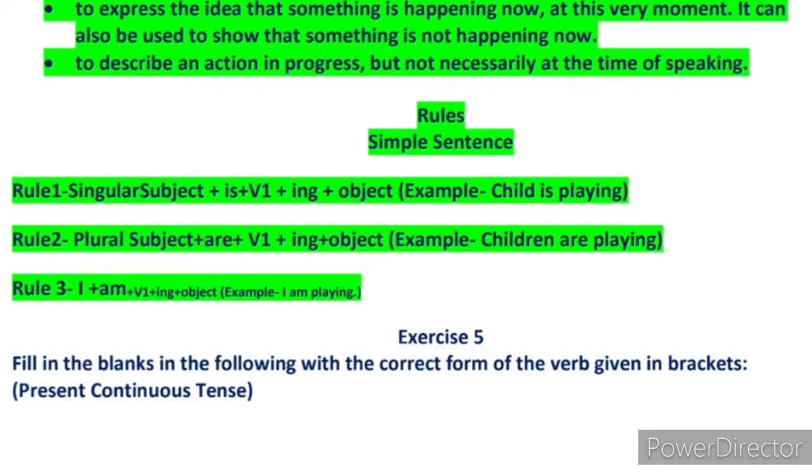Here I has been given special treatment in the personal pronoun. So with I we will use am. Rest will be the same. So I plus am plus v1 plus ing plus object. For example, I am playing. Here you can see that everything is the same. Just keep in mind that if singular subject, then we will use is. If plural subject, then we will use are. If I is there, we will use am. Suppose child is playing, children are playing, I am playing.